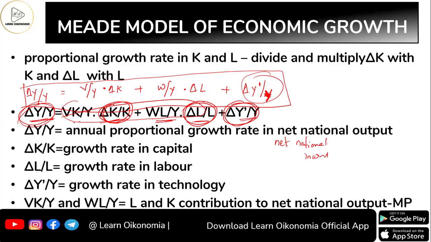Now, what about Vk divided by Y and Wl divided by Y? Vk divided by Y and Wl divided by Y show the contribution of both capital and labor here. So Vk divided by Y shows contribution of capital, Wl divided by Y shows contribution of labor. So it just deals with the marginal productivity aspect of capital and labor respectively.